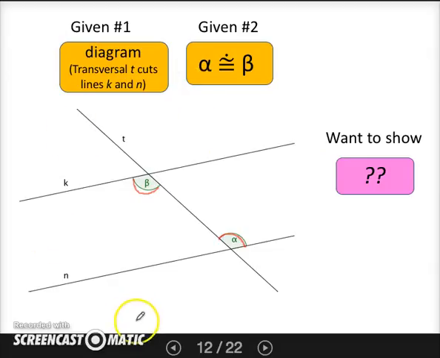So when I start a proof, I write down my givens, and I'm going to make them orange in this video. And I also start by writing down what I want to show. So take a minute and think about what you would write in this pink bubble.